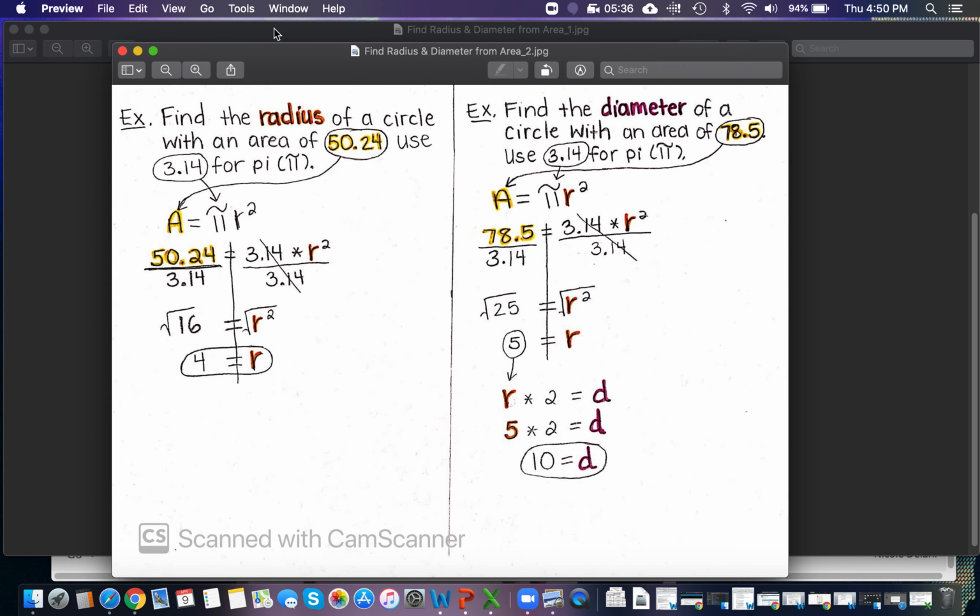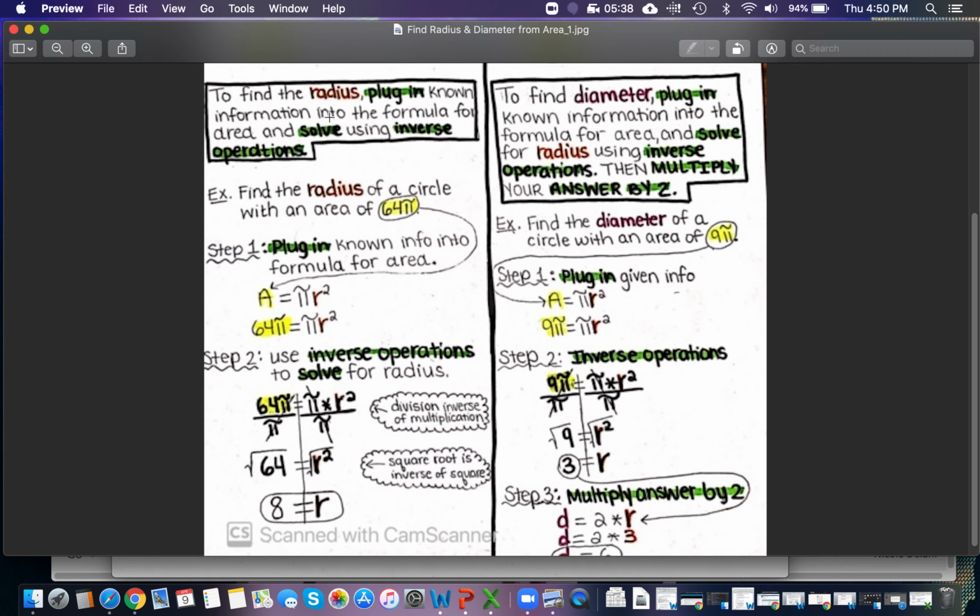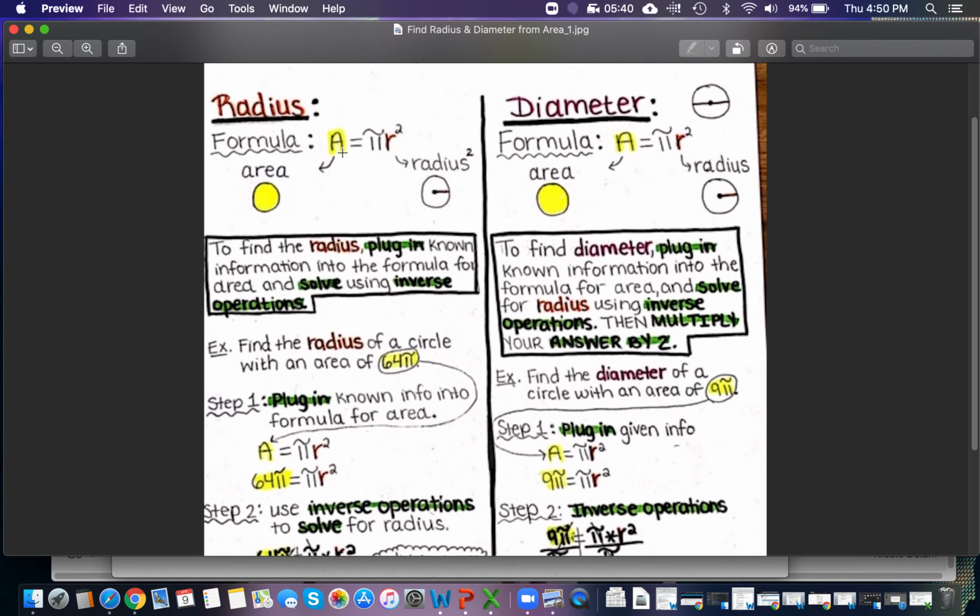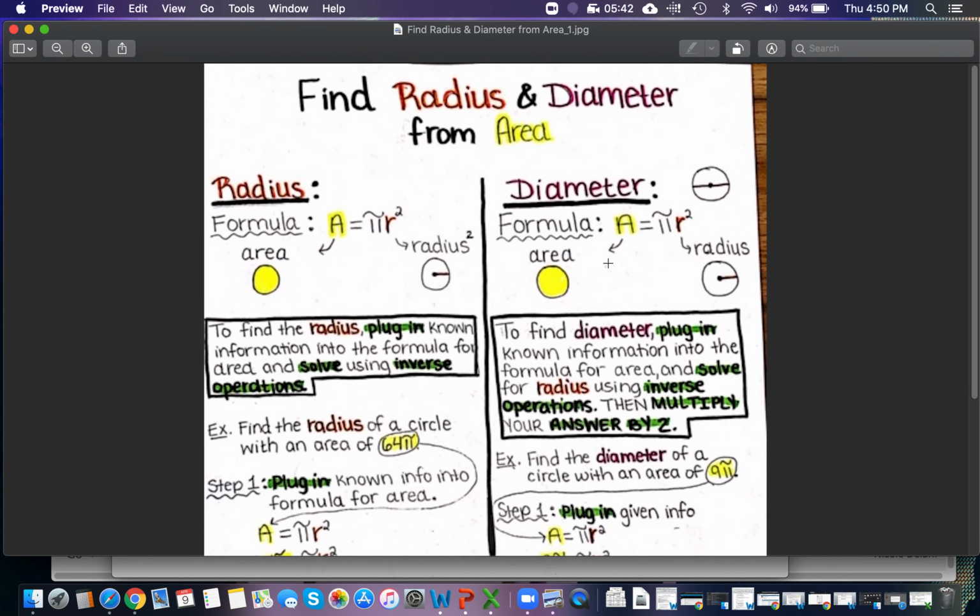Now, let's go over how to find the diameter when you're given the area. For this one, we're going to use the same formula. We could use a different version of the formula for area with diameter, but it would be kind of messier. So we're going to use the same formula, area equals pi times radius squared. We're just going to have an extra step in order to be able to find the diameter.